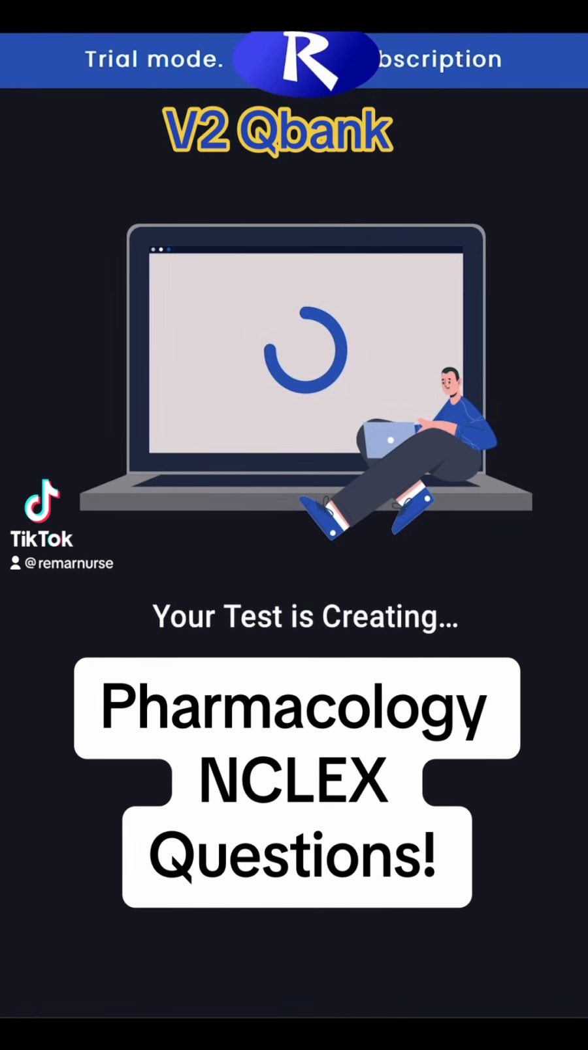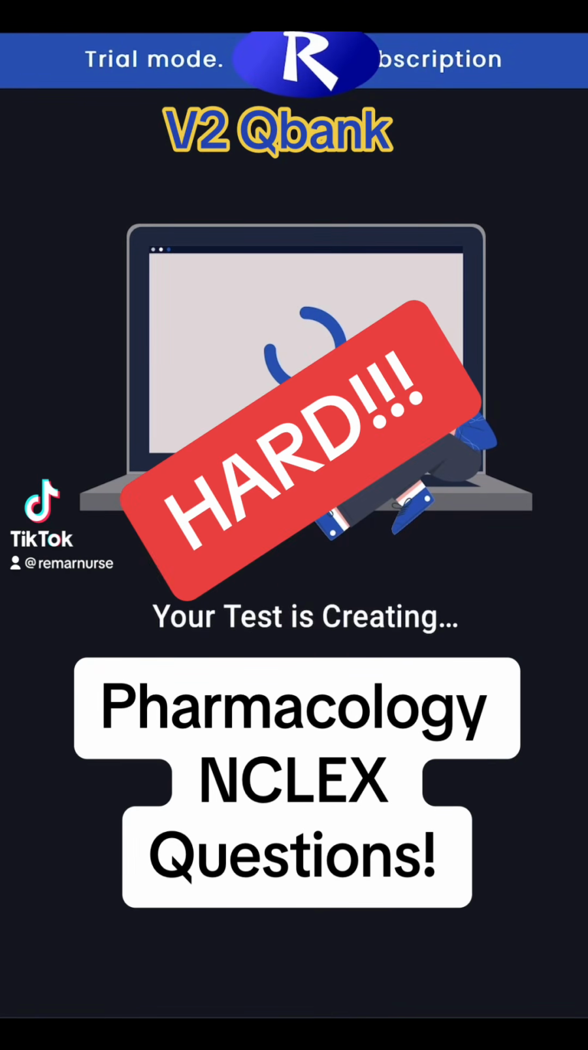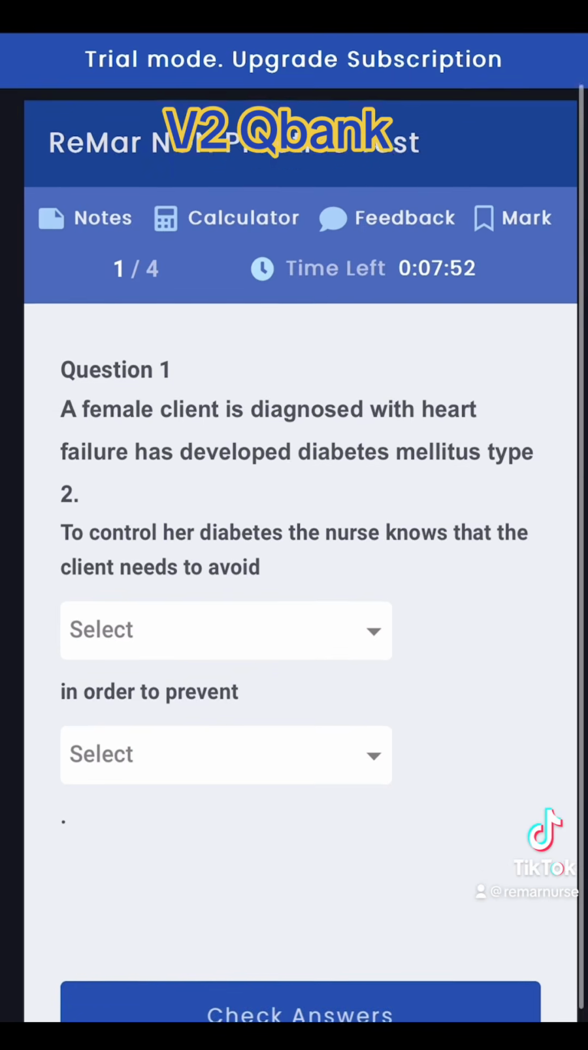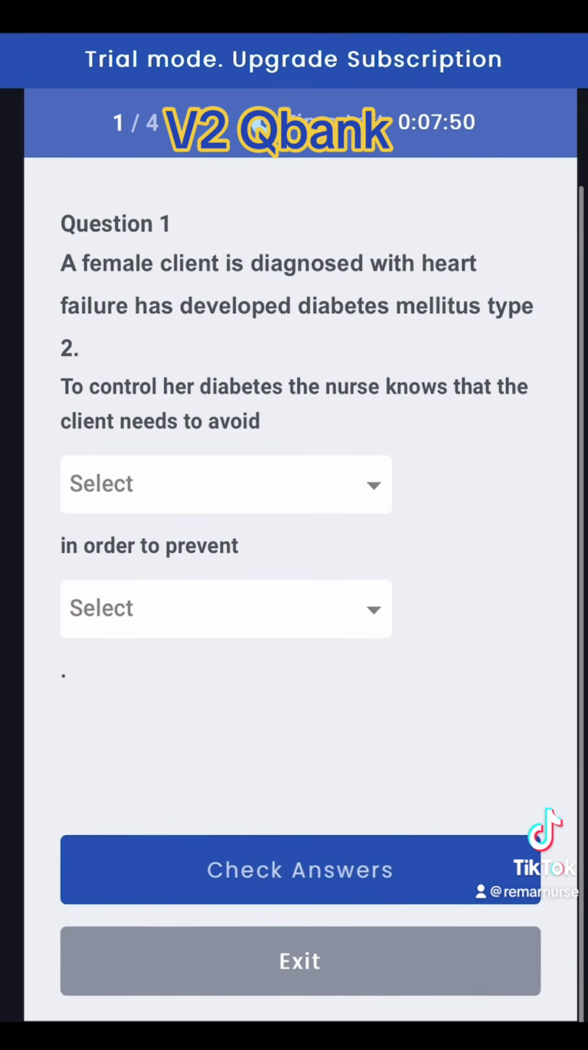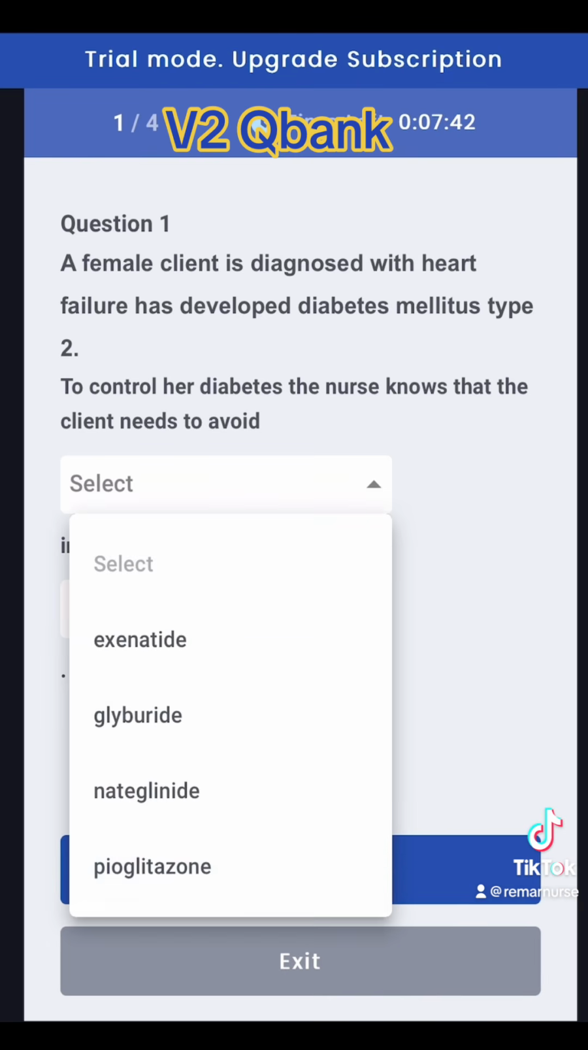Let's go inside the V2 QBank and do some pharmacology questions. These are hard, so we're going to work through it. Okay, question 1. A female client is diagnosed with heart failure and also has developed diabetes mellitus type 2. To control her diabetes, the nurse knows the client needs to avoid. What do we have for her here?